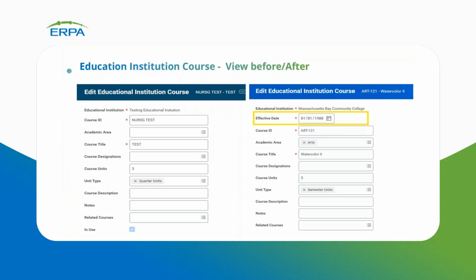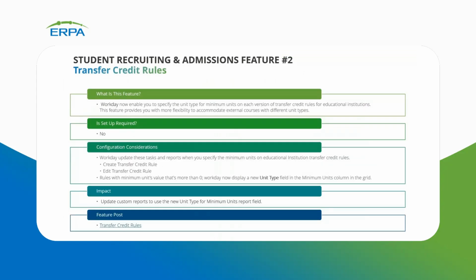Moving on to the next feature, transfer credit rules. Now Workday provides the flexibility to accommodate external courses with different unit types. This is another field which has been added to the task. There is a new field, which is unit type for minimum units.